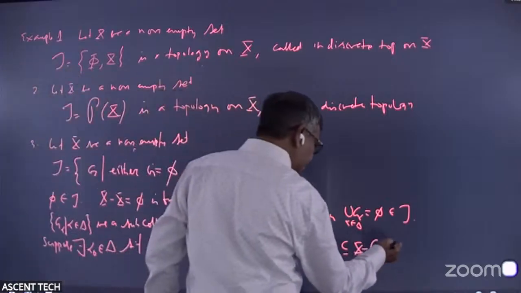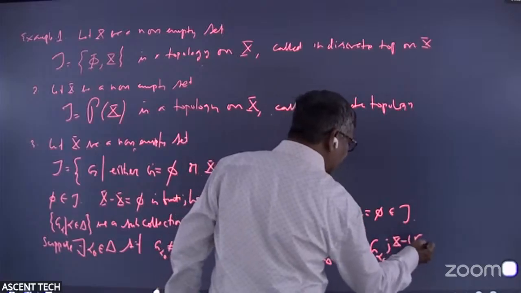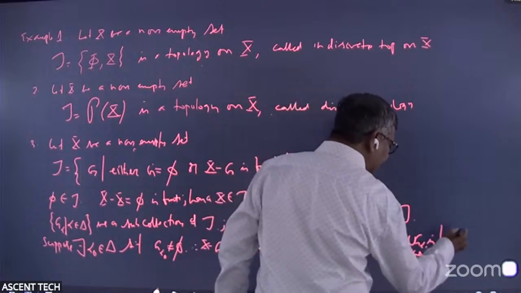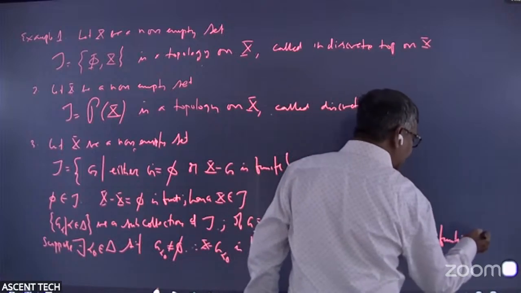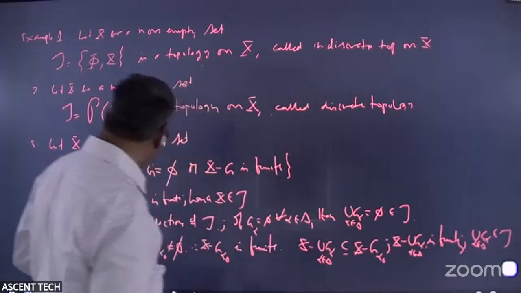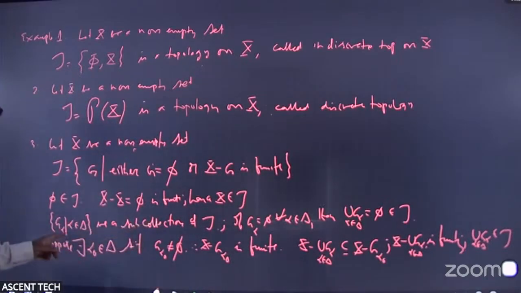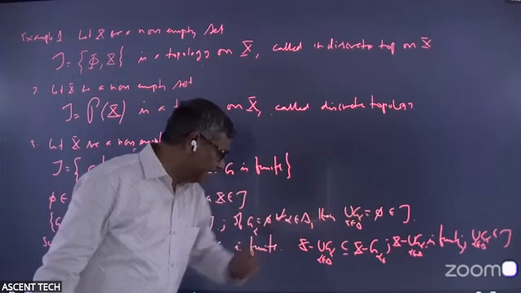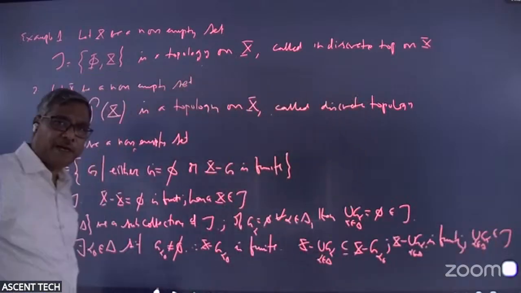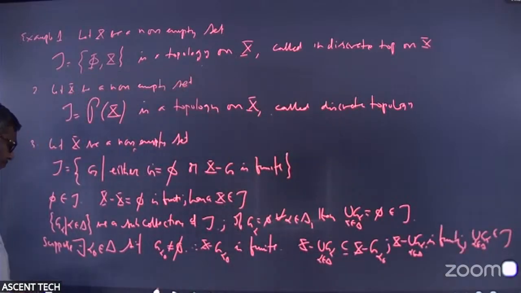Hence, X minus the union of G alpha, alpha in delta, is finite, which actually means that the union of G alpha over delta is in T. So if I take a subcollection of T, their union is also in T. Either all are empty or one of them is non-empty. If all are empty, then the union of G alpha is in T. If one of them is non-empty, then also the union of G alpha is in T. So the union of G alpha is in T. That means T is closed under arbitrary unions.